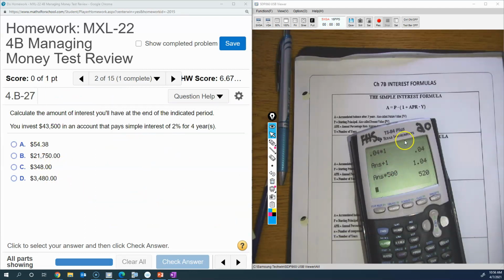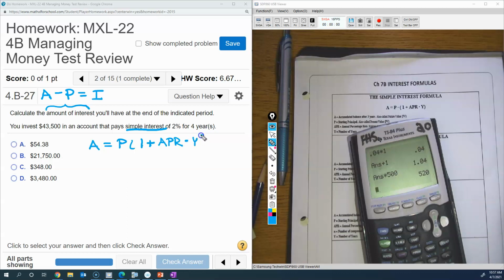Stop me if I'm going too fast, okay? Calculate the amount of interest. So here again, this is just asking you for interest. So you're going to take your accumulated amount and subtract what you started with, and that's your interest. Okay, simple interest, so we're using the same formula. One plus, let's see, the APR times the number of years.